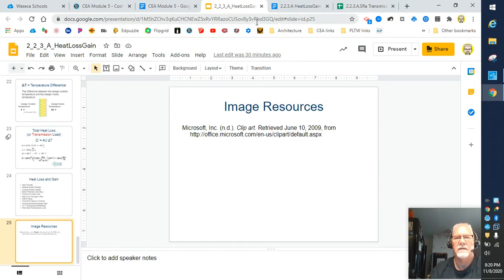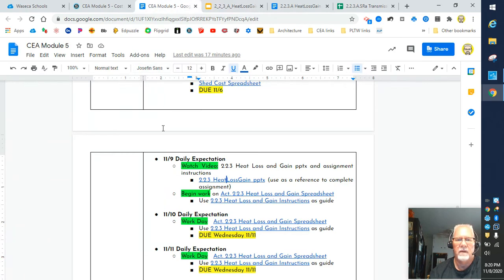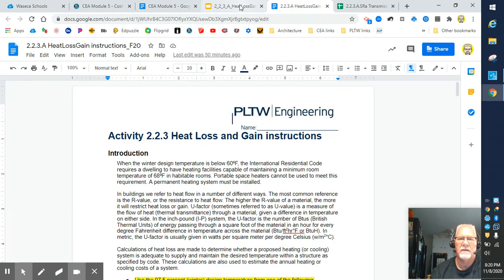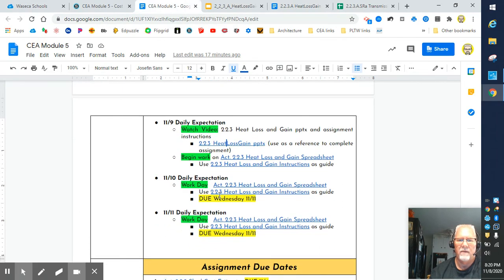So you've got some basic ideas from that, I hope. And if we look at our activity, we've got links to this in the module. Our activity is right here. We have a spreadsheet you'll be working on, and that's where you'll put all your answers. But we also have an instruction sheet for this, and that's where we're going to start here.